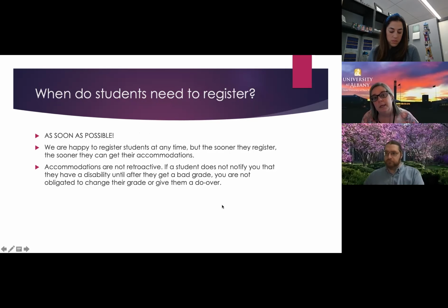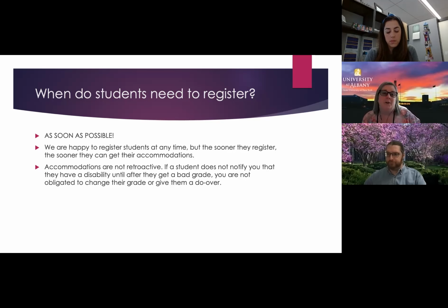So we prefer that students register as soon as possible, because that way we can ensure that they have accommodations from the minute that they need them. Now, understanding that a student can come and register with us at any time. We have students registering with us throughout the semester, including right up to the week before finals. But accommodations are not retroactive. So if a student waits until the week before finals to register with us, their accommodations are only going to be in place for those final exams.